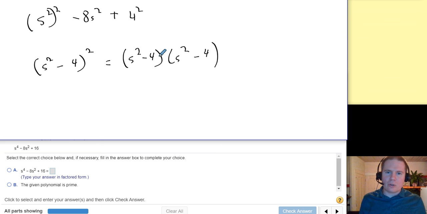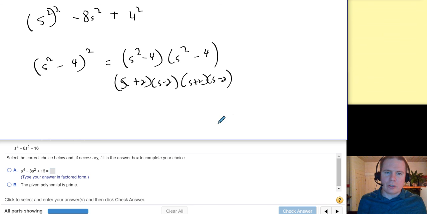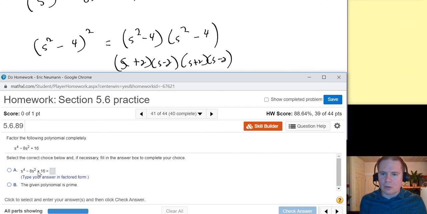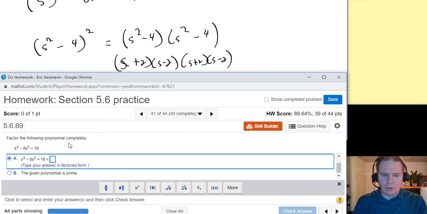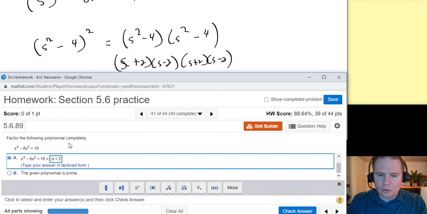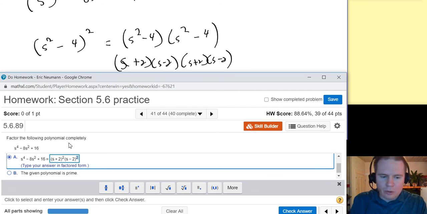S squared minus 4 is difference of squares. So that's s plus 2, s minus 2, right? Because 2 squared is 4. This is s plus 2, s minus 2. So I have s plus 2 twice, s minus 2 twice. So s plus 2, you can just write all 4. But I like being fancy when I can here.